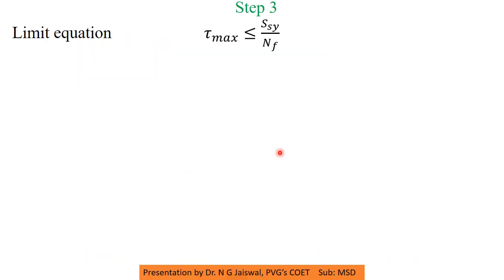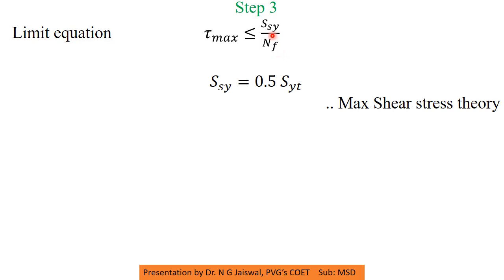Step 3. Tau max is less than or equal to shear strength divided by factor of safety. This is the induced torsional shear stress. It should be less than or equal to shear strength divided by factor of safety. But the shear strength is equal to 50% of SYT. This is as per maximum shear stress theory, and in the numerical it is mentioned to use the maximum shear stress theory.